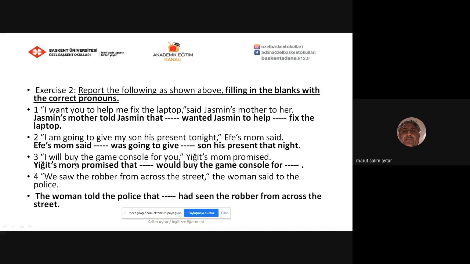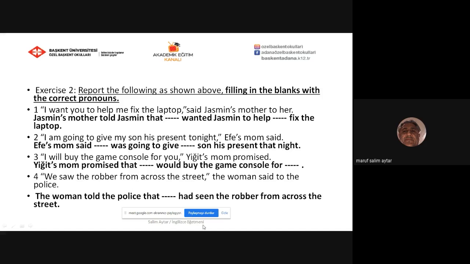Number 3. "I will buy the game console for you." Its mom promised. So what can come here as pronouns? Its mom promised that she would buy the game console for him, for it.